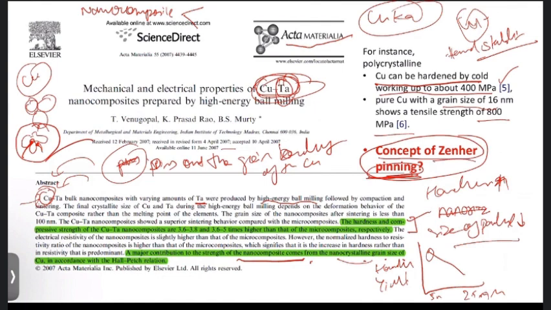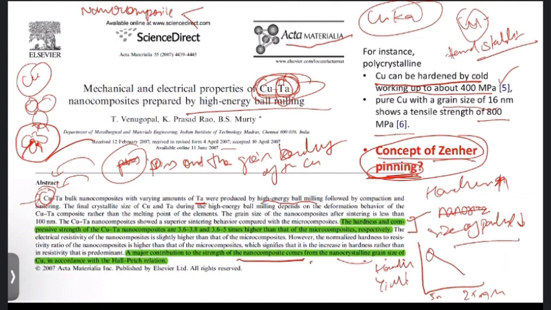The nanocomposite gains strength because of Zener pinning. This only happens when we use the synthesis process of high energy ball milling. Zener pinning will not come into the picture if you use the sol-gel method, the CVD method, or a vacuum plasma spray technique. It will only come into the picture when you use high energy ball milling. Got it? Yes, ma'am.